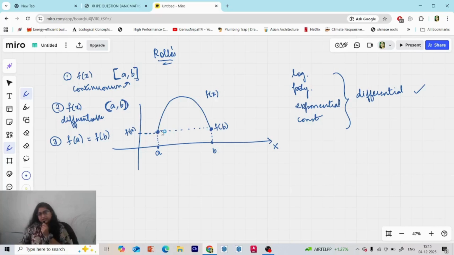If it is like this, if all these three conditions are met, then there exists a certain point C between A and B. So there's going to be one point C here, okay, between A and B, such that f dash C is going to be equal to 0. What is f dash? F dash is the slope. So he's saying there has to be a point C. If these conditions are met, there has to be a point C in between where the slope is 0, meaning at C it's either going to be a maxima or a minima.